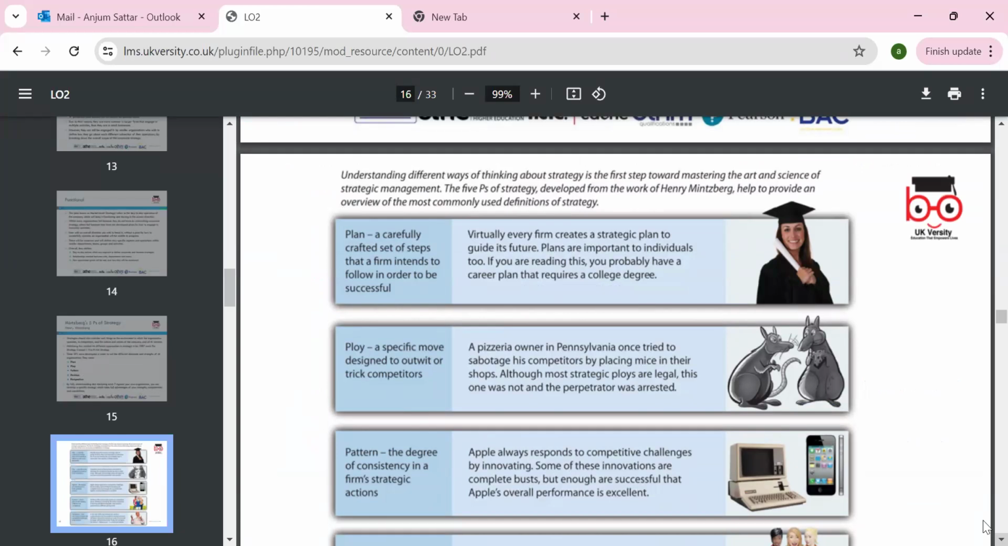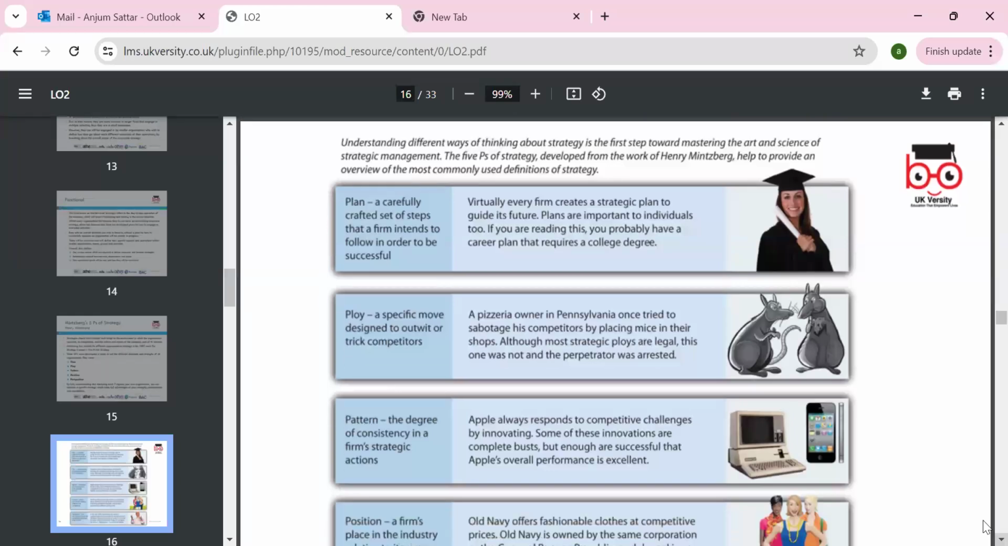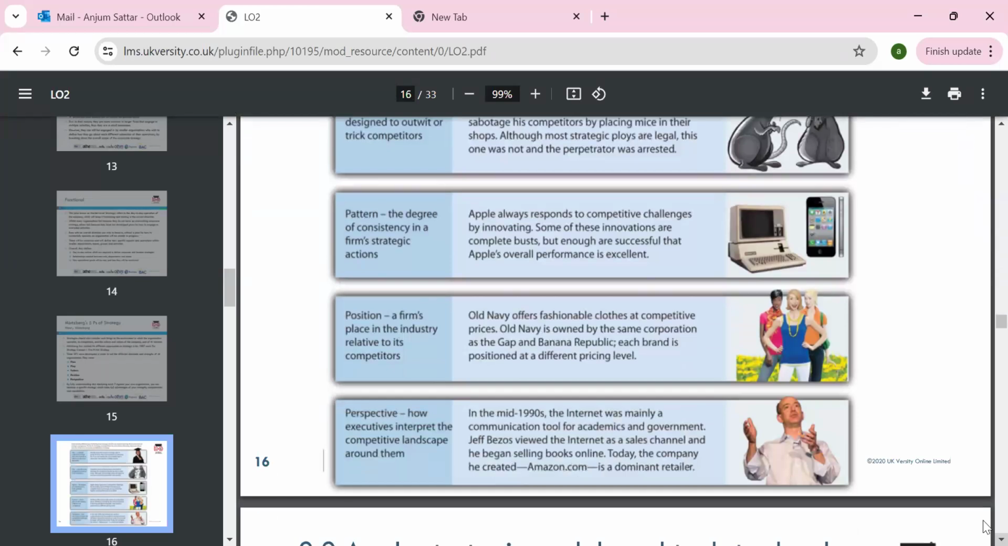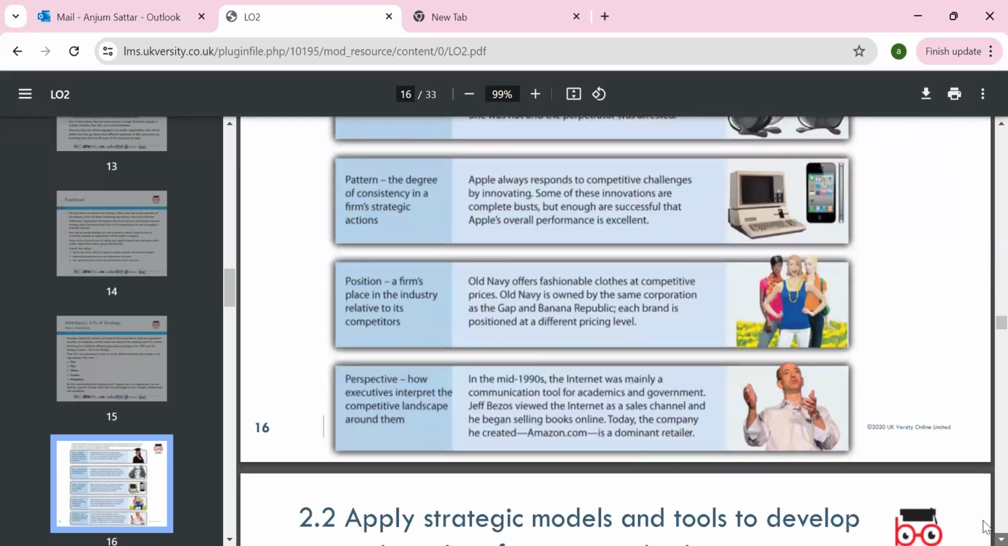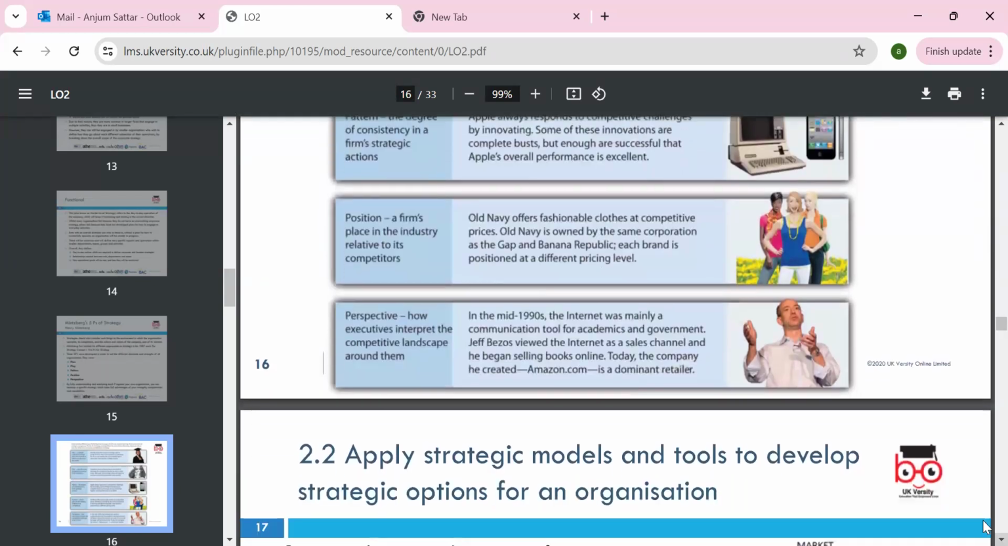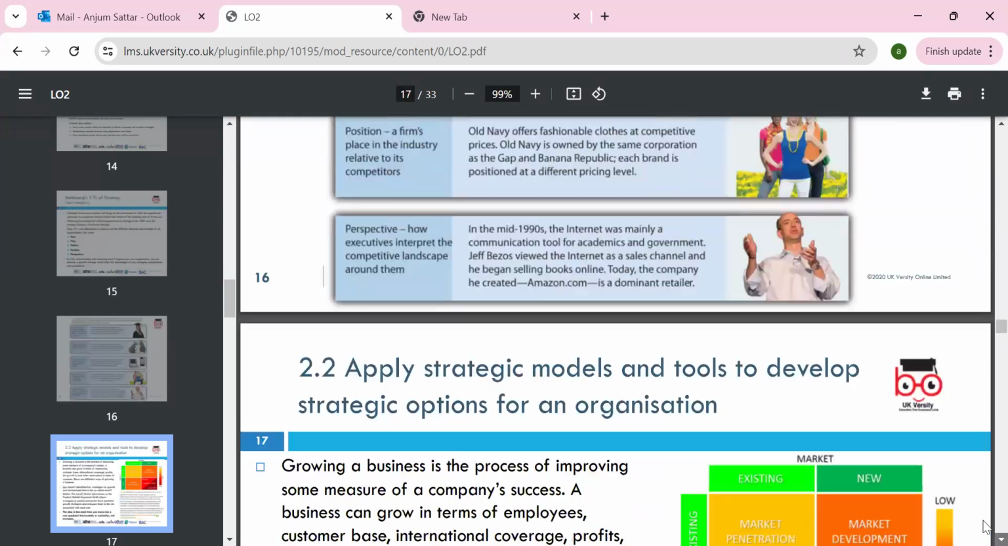We can look at the pattern or the degree of consistency in the firm's strategic action. We need the position of the firm, the pace in the industry relative to its competitors. Perspective, how the executives interpret the competitive landscape.